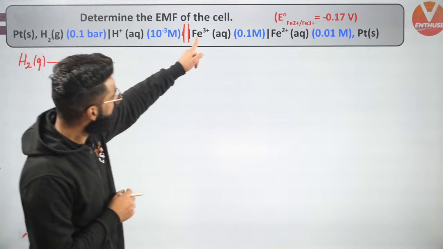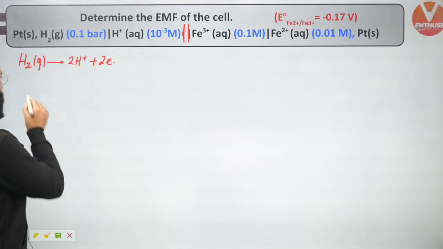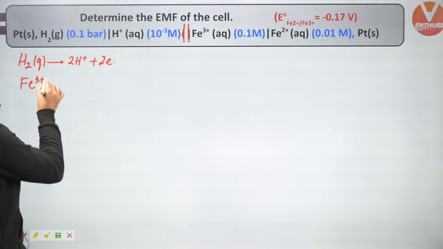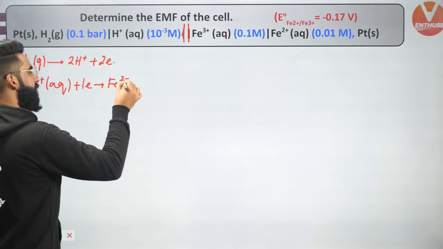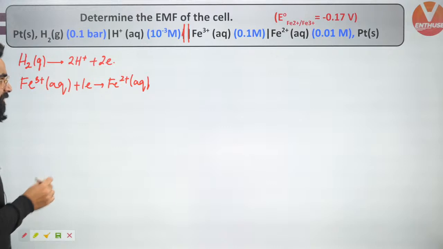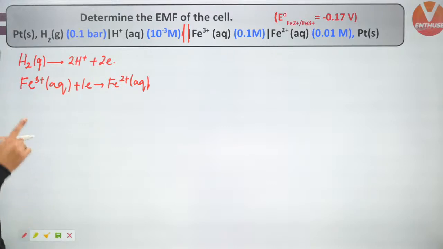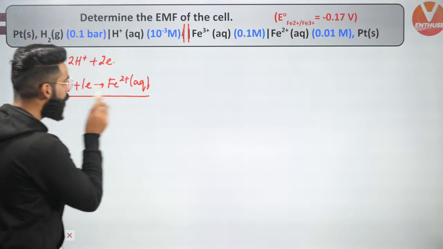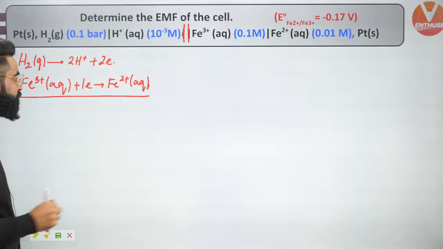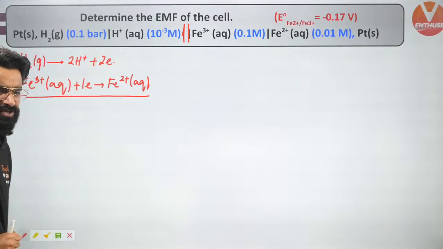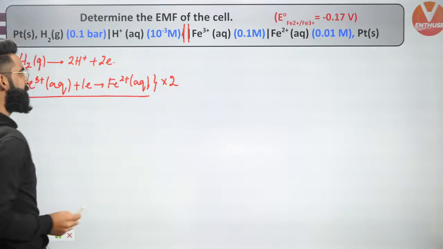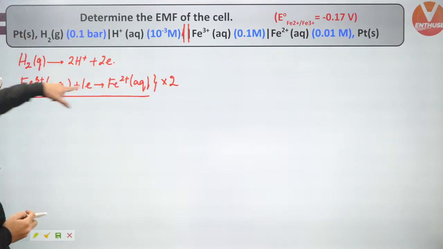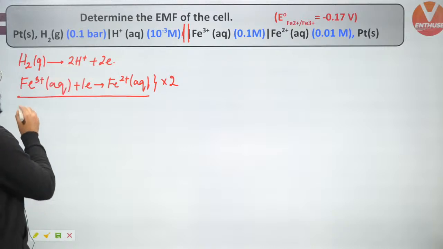Now, what about the cathode? Fe tripositive is getting converted to Fe dipositive. So at the cathode, Fe tripositive aqueous will be gaining 1 electron and getting converted to Fe dipositive aqueous. These are the two reactions taking place at the anode and cathode respectively. Now, can I simply add these two reactions? I cannot, because in order to add the reactions, the electrons should be balanced on both sides. Are the electrons balanced? No way. So I'm going to multiply the second reaction by 2 so that the electrons will be balanced. After multiplying the second reaction by 2, I'll add them up. So I'll be getting something like this.